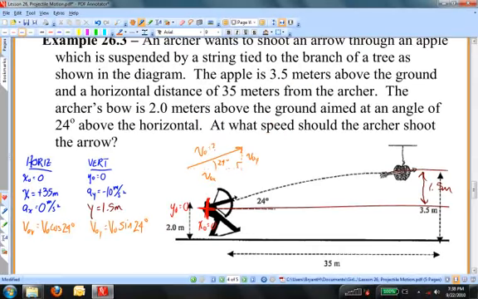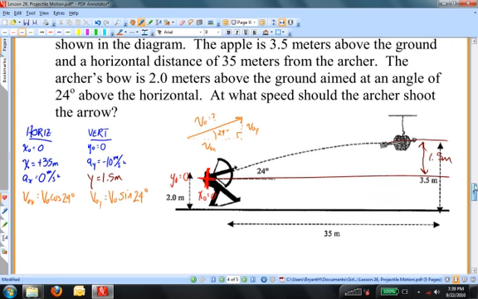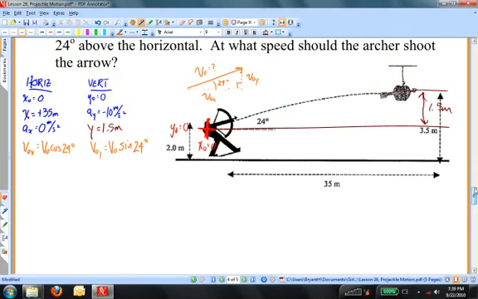Now, what ties these things together is the time. I could figure out an expression for the amount of time that it takes for the arrow to travel vertically and an expression for the time that it takes the arrow to travel horizontally. Then I would have two equations and two unknowns. The two unknowns are going to end up being the initial velocity V0 and the time.